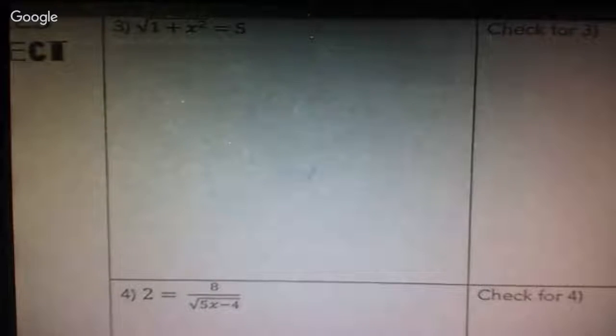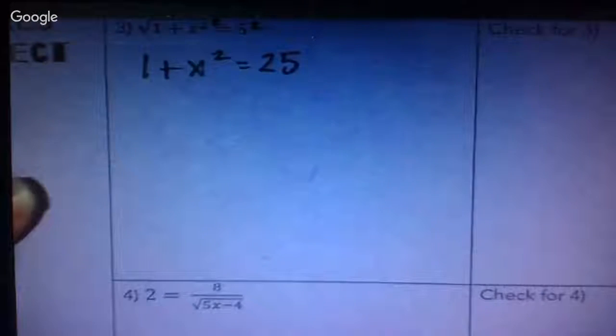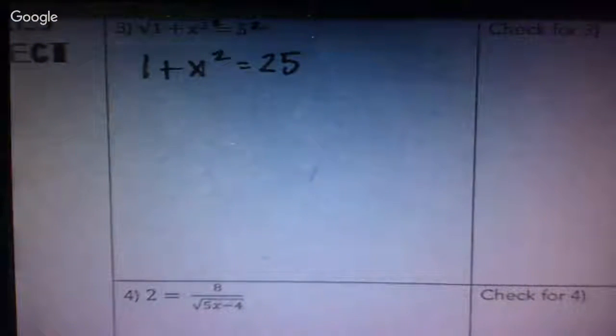Okay, so is my radical by itself? Yes. So we square both sides. Okay, so 1 plus x squared equals 25. Wait, did you have 4 there? No, that's a 2. It just kind of bled together. You're still squared. That's just the x squared and it's not the whole thing. Yes, good question. That square is actually underneath the square root.